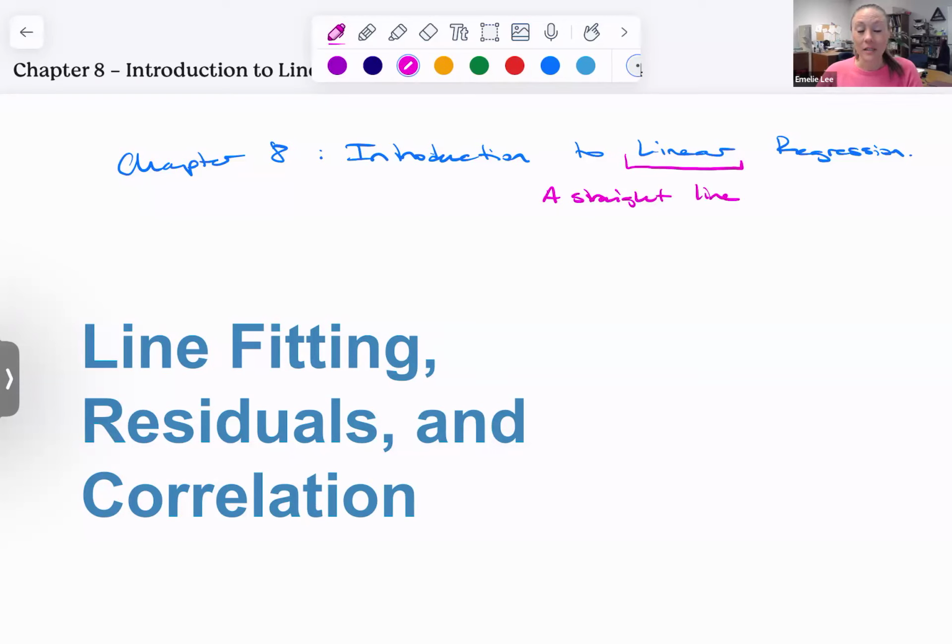What are some things we already know about a straight line? We know the equation of a line, probably from, I don't know, math 8. Y equals mx plus b. Might have been a while, but oh, that sounds familiar, right? We use some version of y equals mx plus b, and we're going to revisit that today. And then regression is basically a line of best fit.